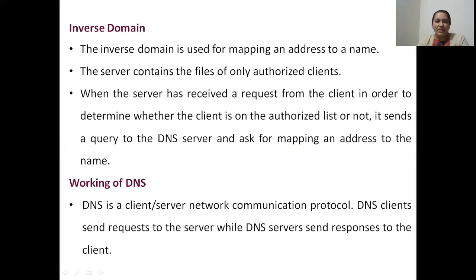Third type of domain is inverse domain. Inverse domain does the reverse mapping. It maps an address to a name. Sometimes the clients on the network raise requests to the DNS server to provide the domain name by supplying the IP address. The clients will have the IP address and they request for the equivalent domain name. So this reverse mapping is done using the inverse domain.